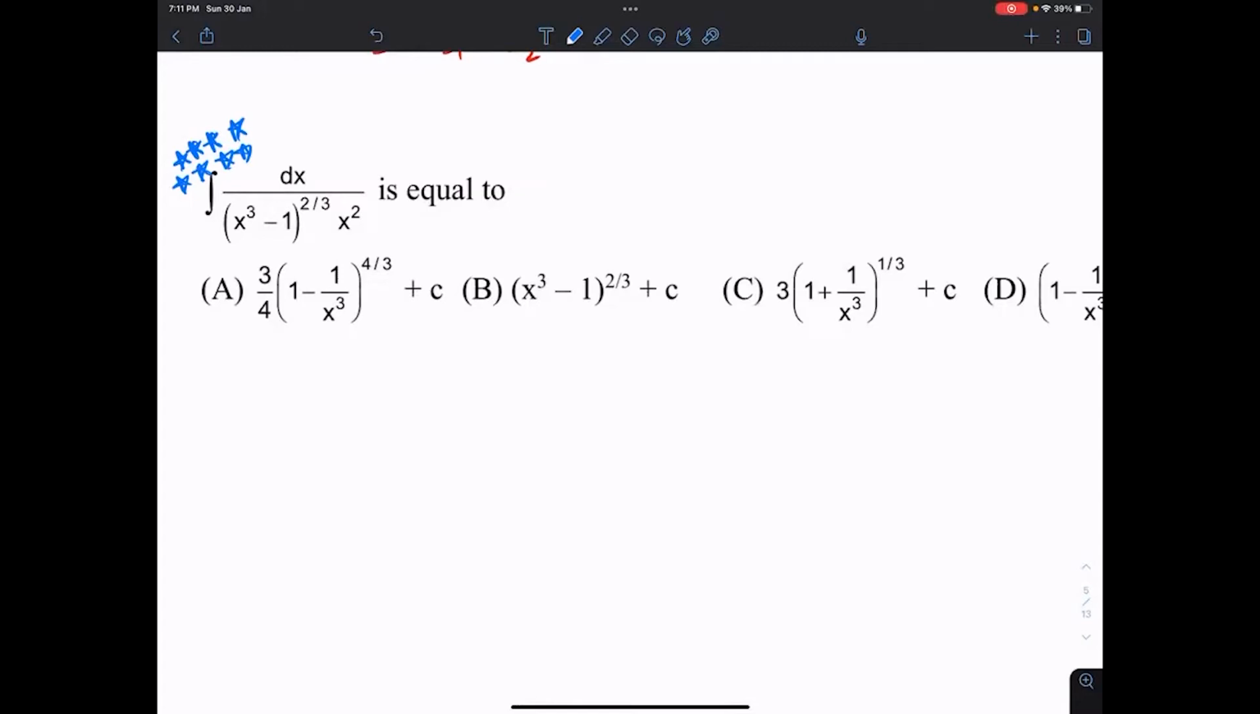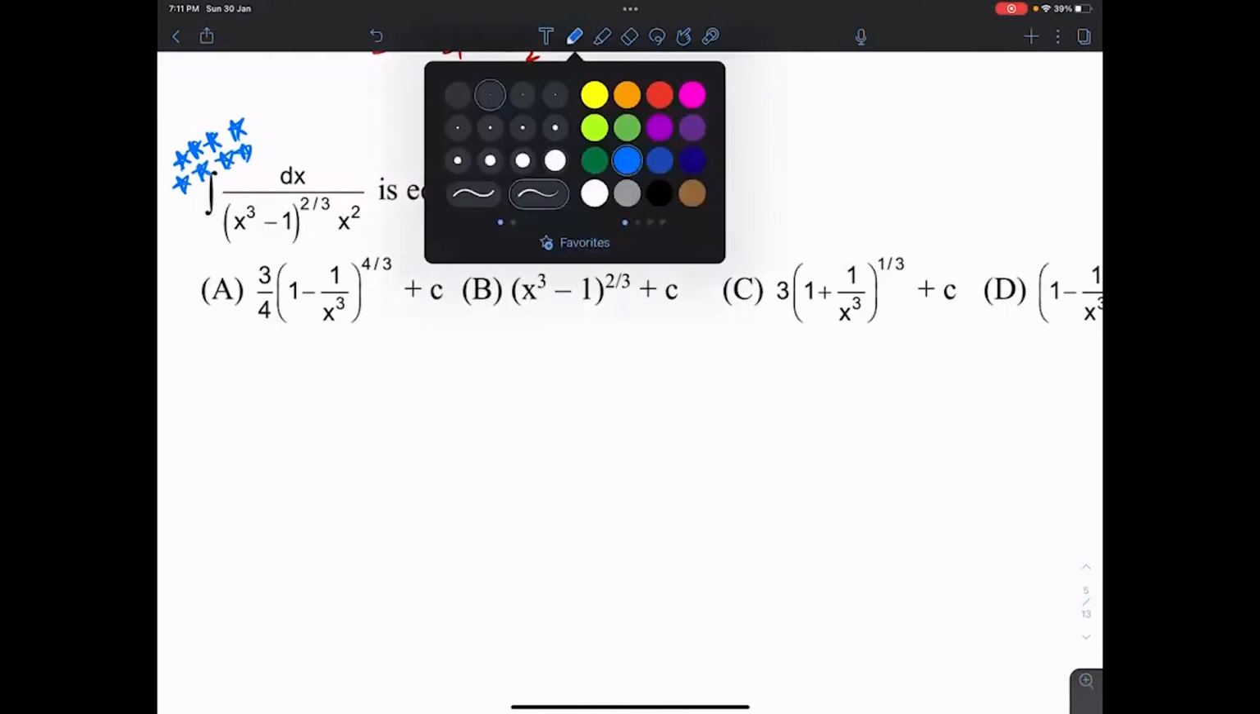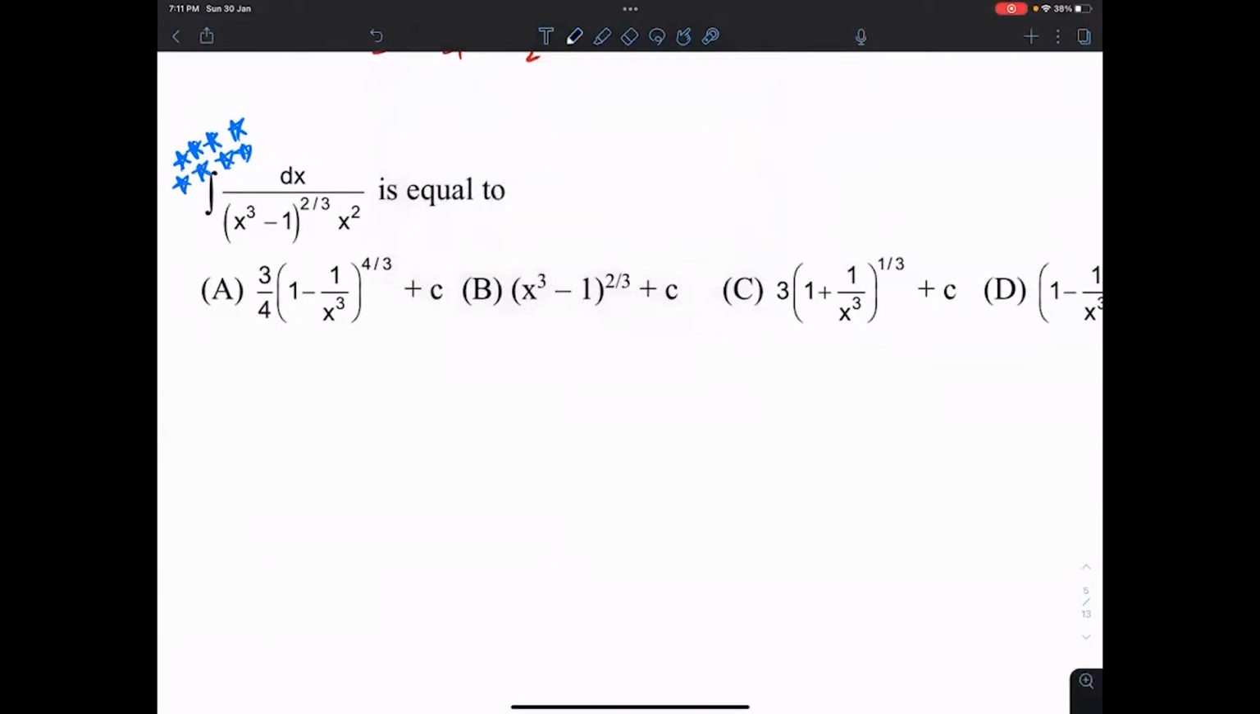First, you see whether you can take some substitution or not. Directly, any substitution is there? Not there, no? Like, here x cube is there, and x square means we need to multiply and divide by x square. Even if you take x cube as t, here x power 4 is coming, so we can't take that substitution.